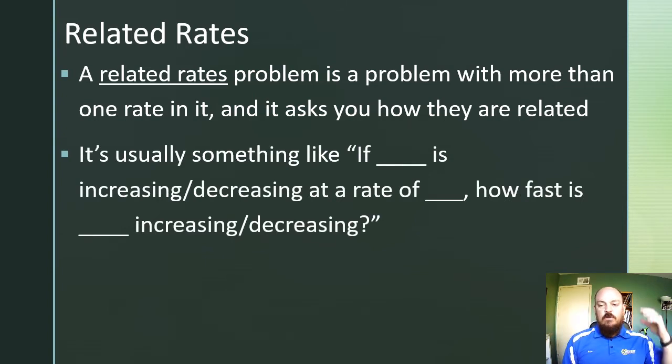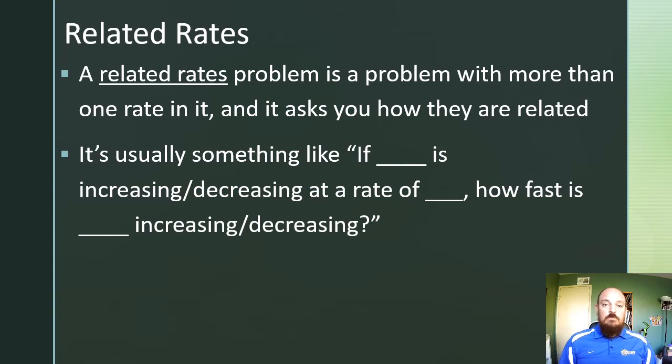It might say, okay, you got this one thing, and it's changing. It's increasing or decreasing at this rate. And then there's this other thing, and it asks you how fast it is increasing or decreasing. And that's what we mean by related rates. There could be more than two. There could be 3 or 4 rates involved. If there's 3 rates, then basically the problem is going to give you 2 of them and ask you to find the third one. But that's what related rates are.